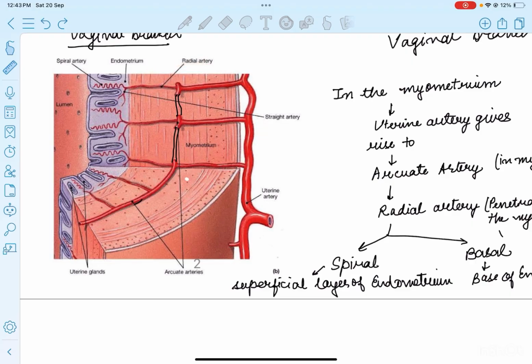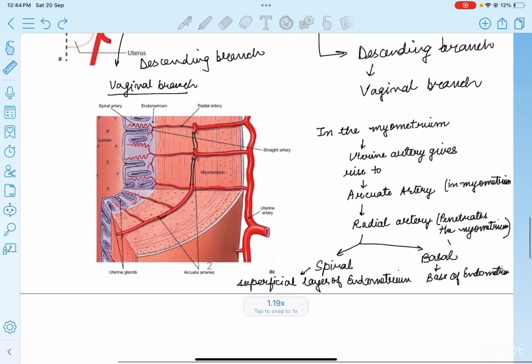When it crosses the myometrium, it is known as radial artery. As you can see, this is radial artery. It is radiating from the arch towards the endometrium. So this is also known as radial artery. Radial artery ends in two forms. One is the spiral artery and the other is the basal artery. The spiral artery supplies the superficial layer of the endometrium, and the basal artery supplies the base of the endometrium.